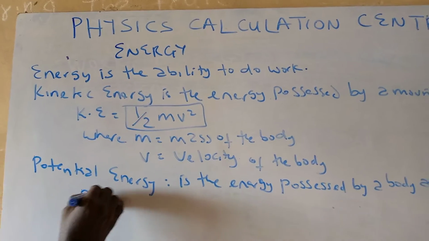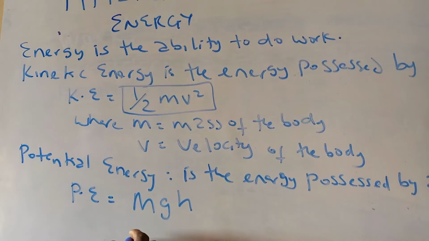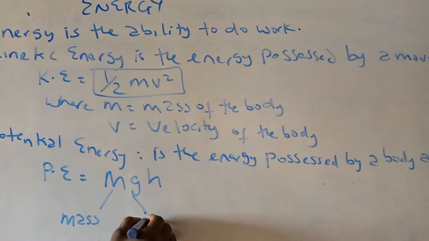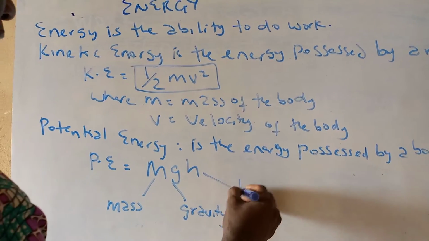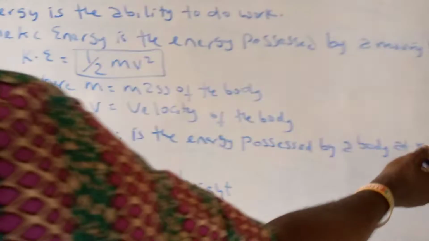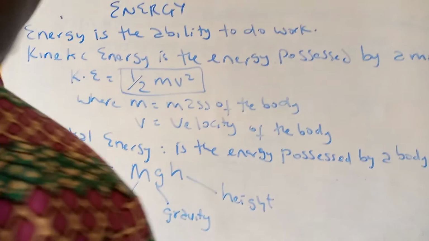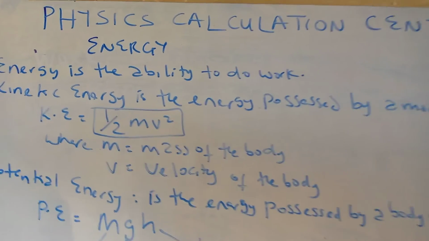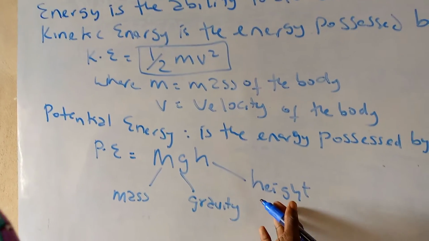Potential energy can easily be written as mgh, where m is mass, g is gravity, which you will always be given as 10 meters per second squared, and h is the height. Because it has to do with a body at rest, it is either falling or stationary. So that is mass, gravity, and height.